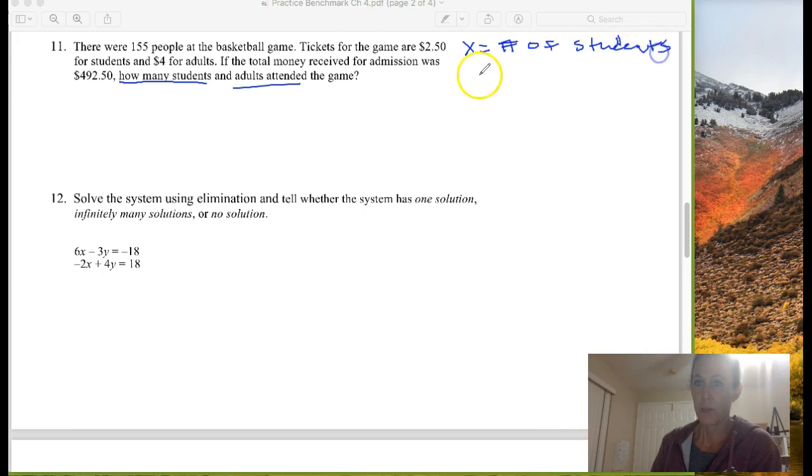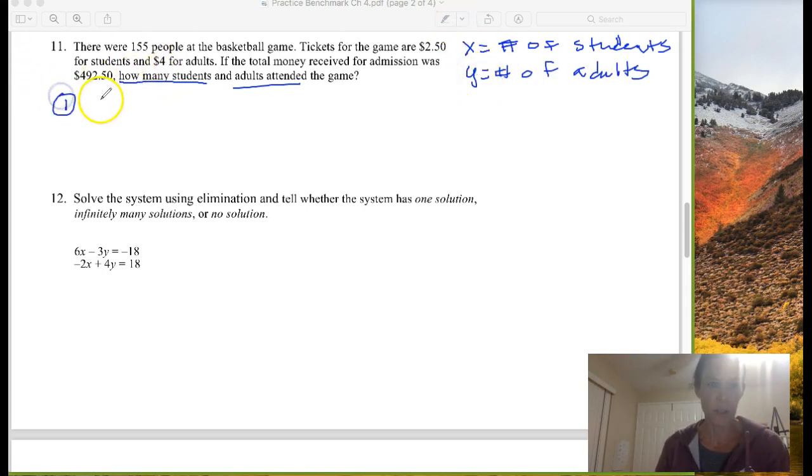That says students. Let Y equal the number of adults. Okay, so if we want to set up some equations, our two equations could look like this. The number of students plus the number of adults will be 155 people. That was our first thing.